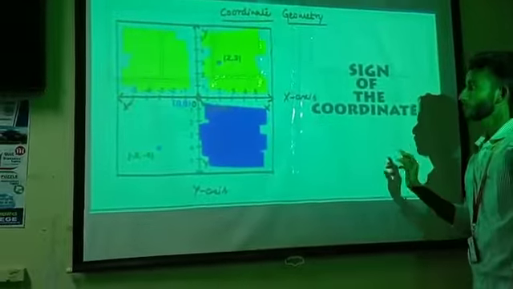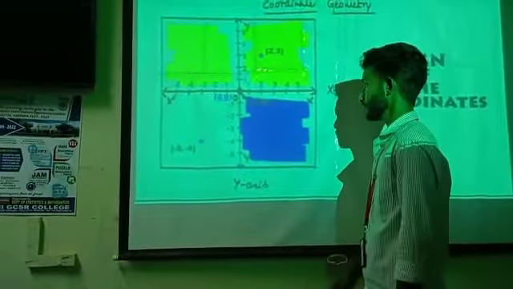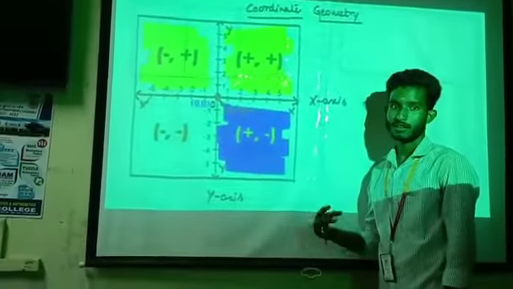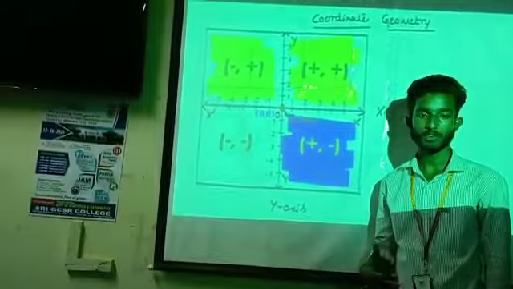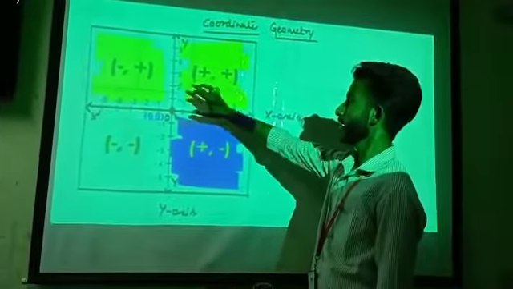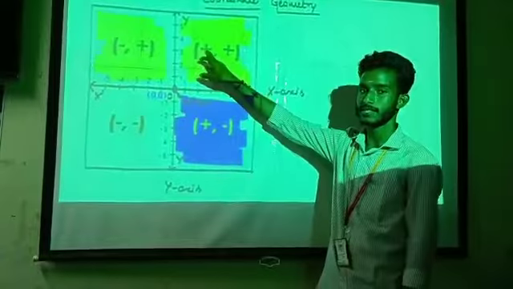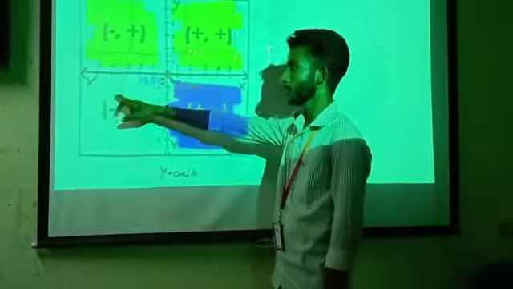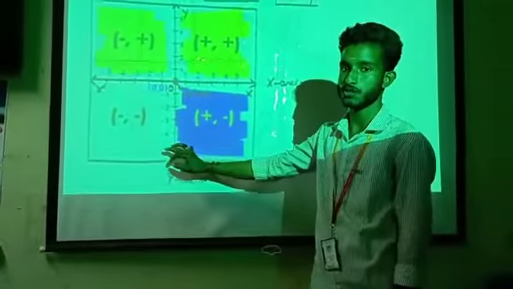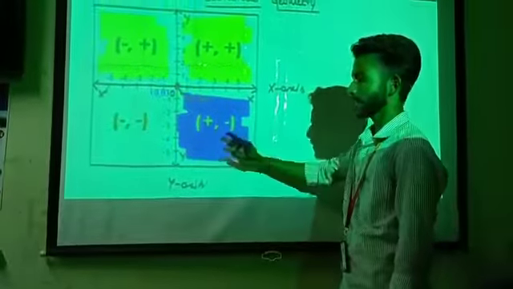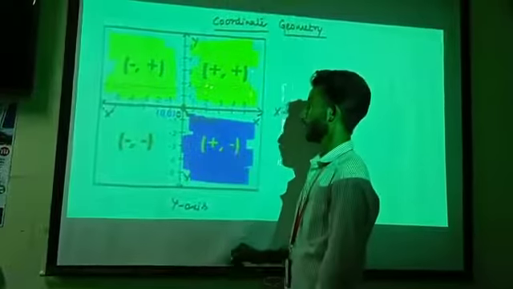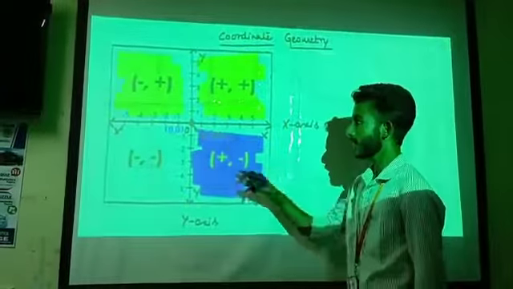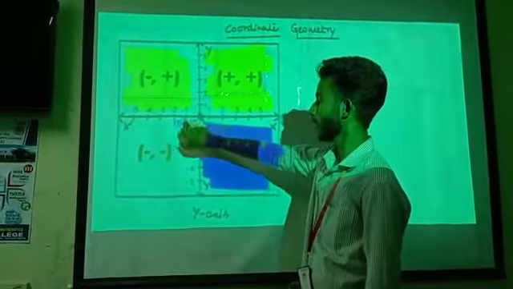Now the signs of the coordinates. We already said there are four quadrants: first, second, third and fourth. In the first quadrant, x is positive and y is positive. In the second, x is negative and y is positive. In the third, x is negative and y is negative. In the fourth, x is positive and y is negative. The middle point is called the origin, 0, 0.